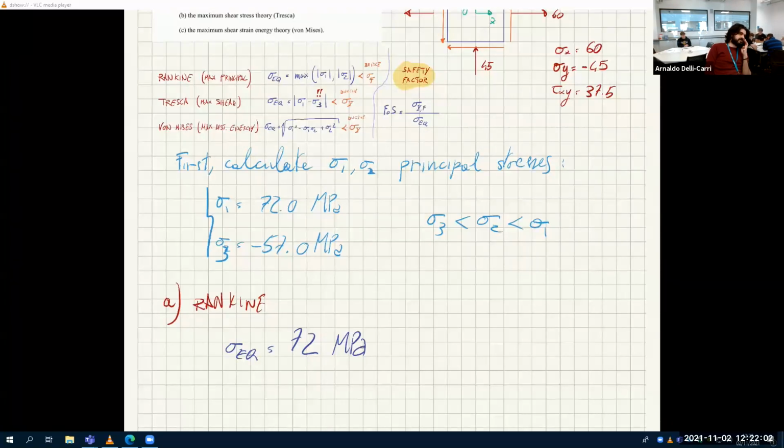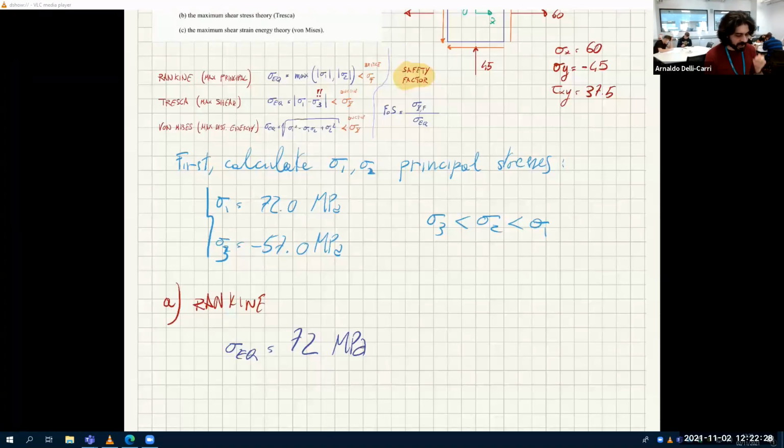How do you know sigma 2 is 0? Because 0 is always there, because we are in plane stress. In plane stress, one of the sigmas is always 0. Next year, when you do 3D stresses, then you can actually rank them because all of them are different. Okay?